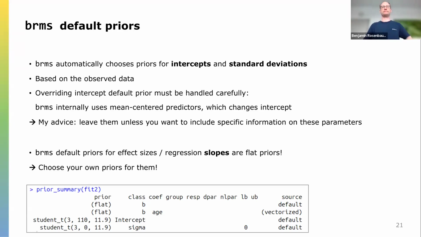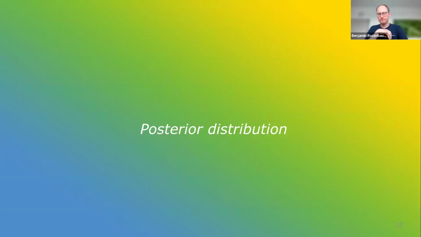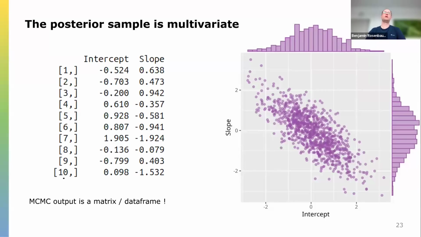and you have to choose them on your own. Okay, so now we are having a closer look at the posterior distribution and what we can do with it. And the first thing I want you to never forget is that the posterior sample is a multivariate sample. If you just have one parameter, you don't have to think about it, but usually you have more than one parameter. For instance, the classical linear regression has 3 parameters: intercept, slope, and standard deviation of the residual.